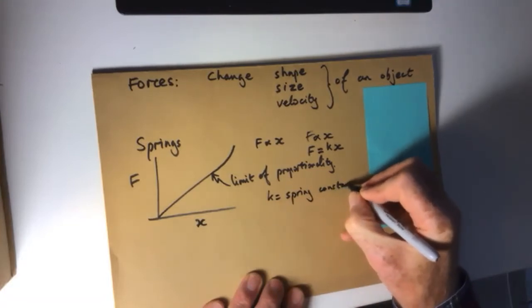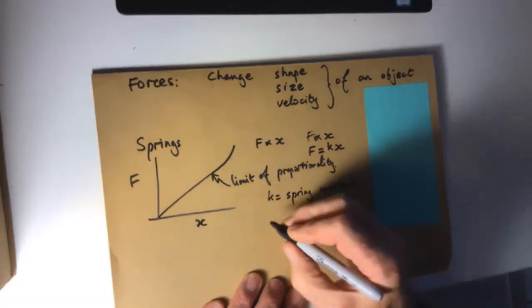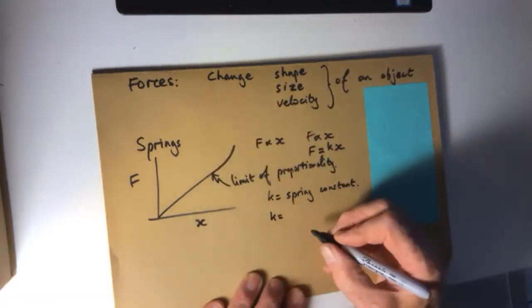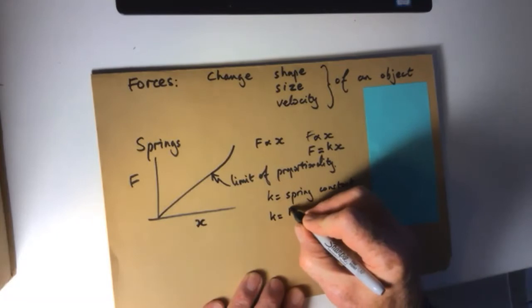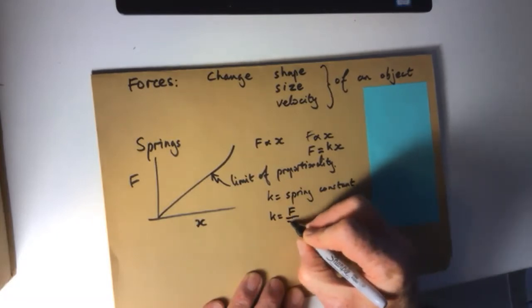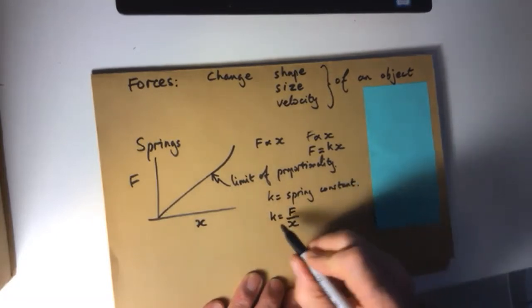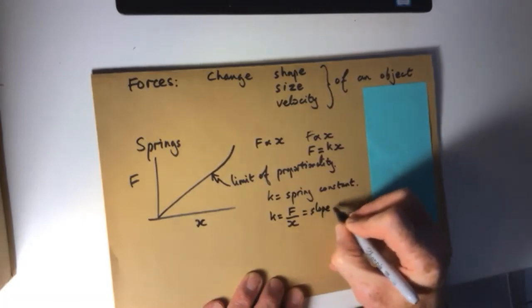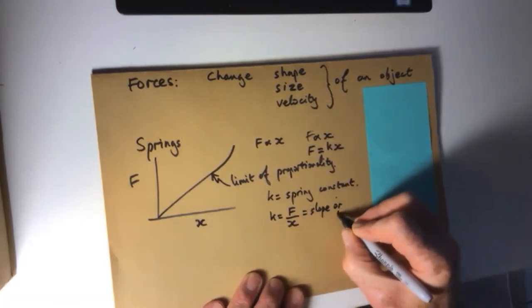It's different for every spring. Okay, easy to figure out what it is because you plot the graph, you take the slope. Because F over X is equal to K, and that's equal to the slope or the gradient. Yes, or the gradient. Let's write that in.